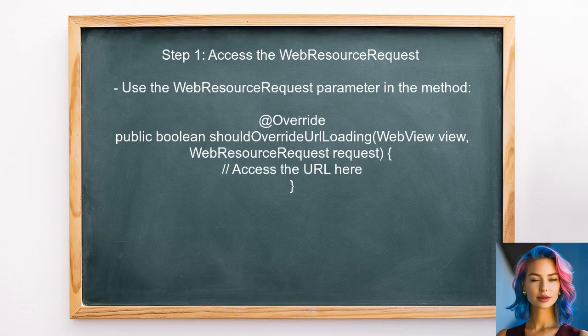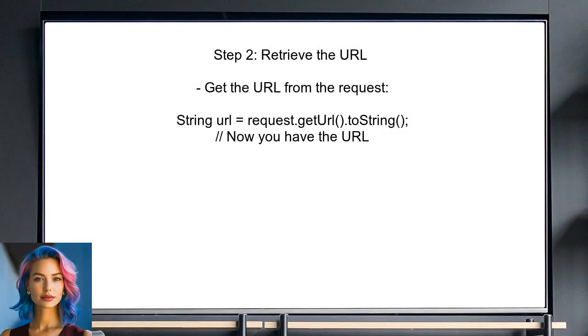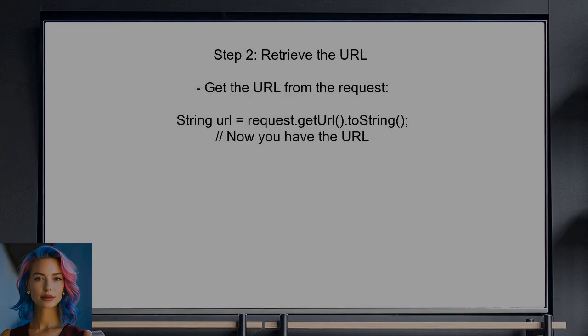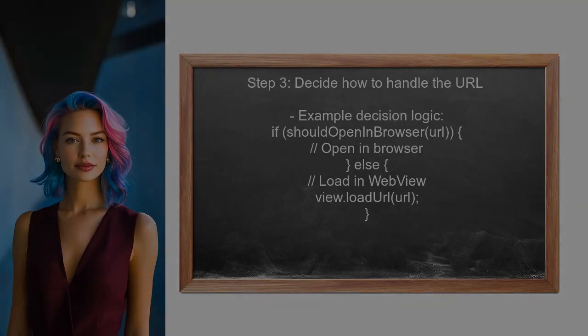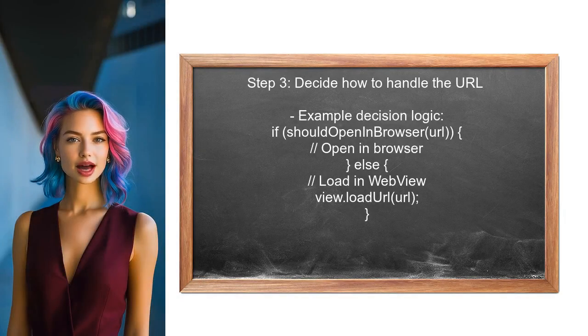To obtain the URL from the WebView, the user should first access the WebResourceRequest object provided in the shouldOverrideUrlLoading method. Next, the user can retrieve the URL by calling the getUrl method on the WebResourceRequest object. This will give them the URL they need. After obtaining the URL, the user can decide whether to load it in the WebView or handle it differently, such as opening it in a browser.